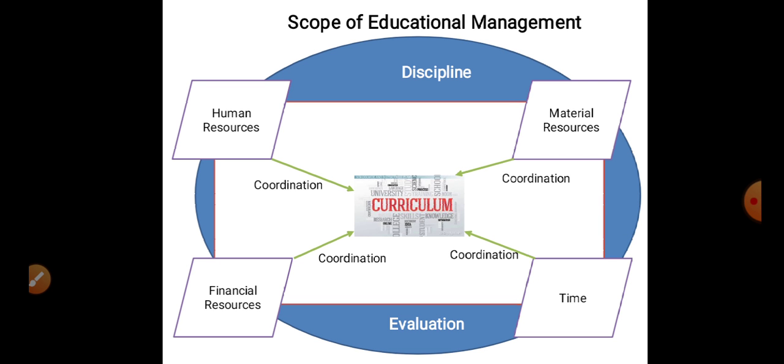So the scope of educational management includes providing the human resources, financial resources, material resources, and effective management of time for effective implementation of your curriculum framework through a coordinated process in a disciplined environment, so that your learning outcome or the institutional objective can be ascertained, and that can only be ensured through an effective evaluation module. So these are the major components, or major scope, of educational management.